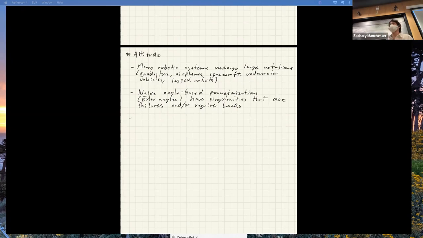Then the alternatives that everyone in here probably knows about are rotation matrices. Rotation matrices are good, they always work. The reason we don't always use them is that they're super over-parameterized. There are 9 numbers, or at least 6 unique numbers you have to keep track of for only 3 degrees of freedom. So that's a lot of overhead.